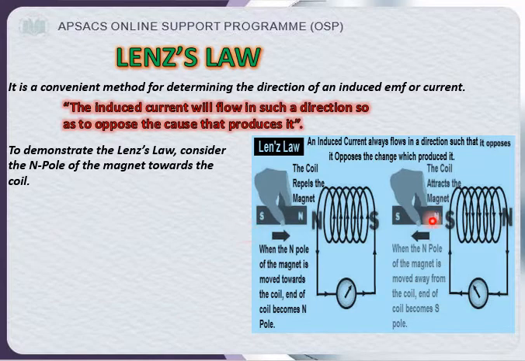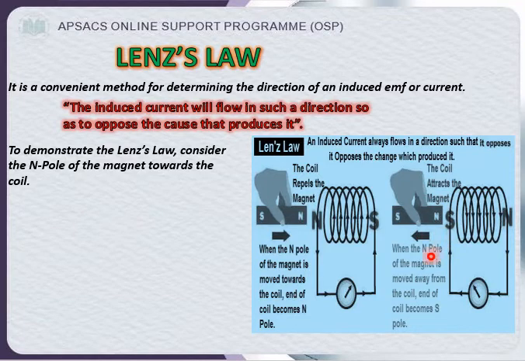On the other hand, if it is moving away from the coil, due to the reverse direction of current, which is because of this induced EMF or the cause which produces it, automatically, because the direction of this current is reversing now, a south pole is created on the left side of this coil. So because of these opposite poles, the coil attracts the magnet.